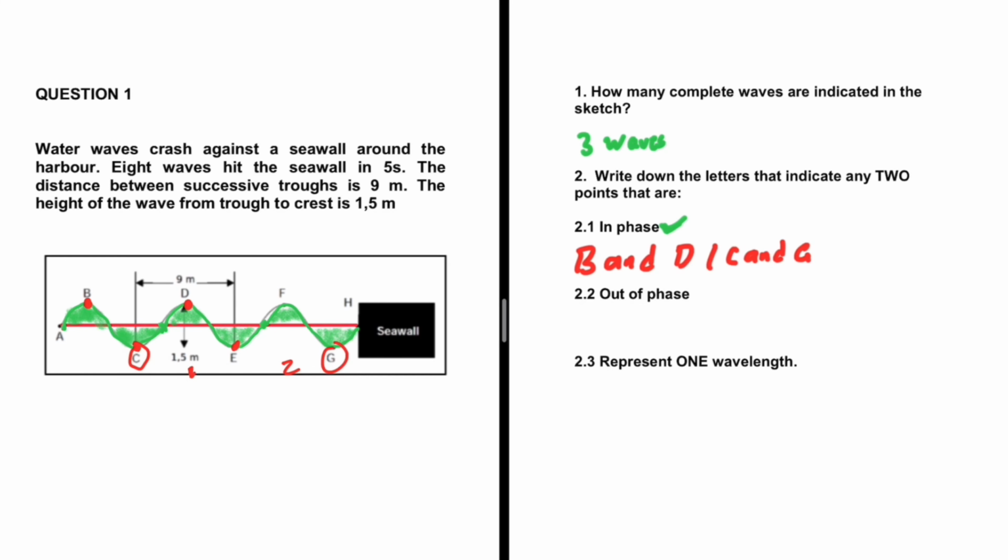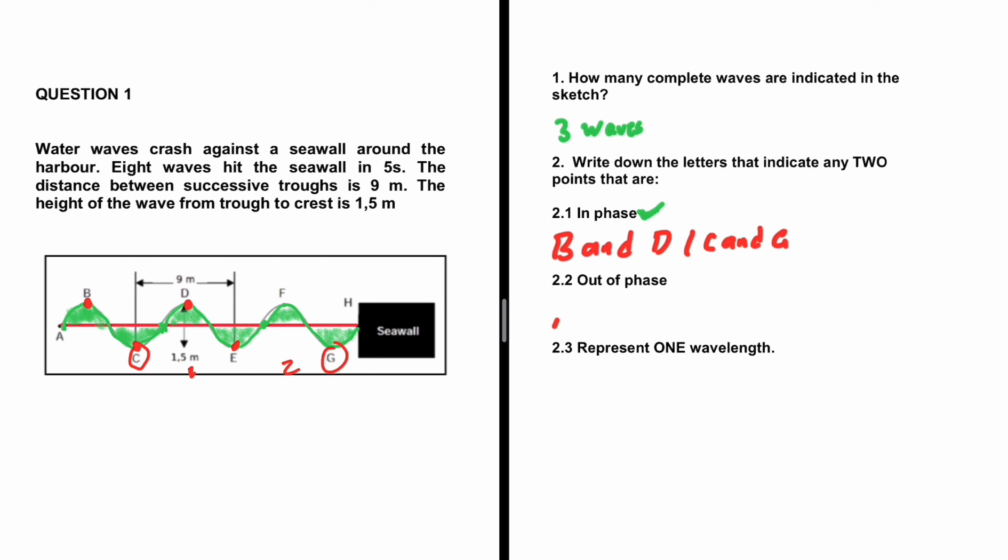wavelengths in between them. For 2.2, we can just say A and C. A and C are 2 points that are out of phase. And then 2.3, we're supposed to indicate any 2 points that represent 1 wavelength. So don't get this question wrong.